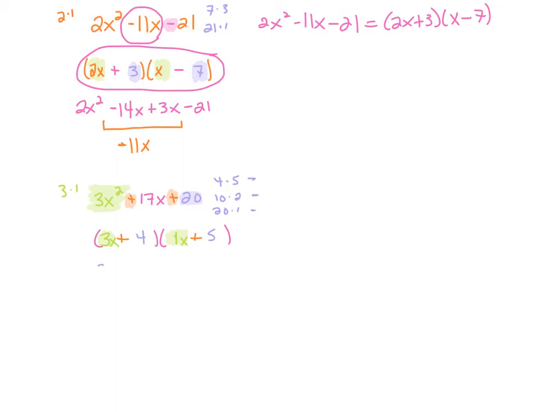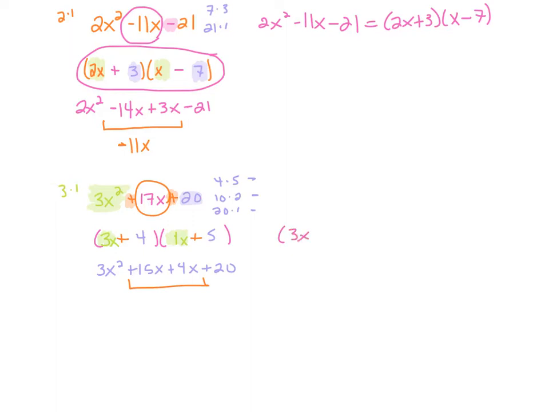3x times x is 3x squared. 3x times 5 is 15x. 4 times 1 is plus 4x. And 4 times 5 is plus 20. All right, now again, what I really want to check is those middle terms. And I want something that's going to give me 17x. 4x plus 15x, well, that's 19x. That is not going to get me there, okay? So I need to try something else.